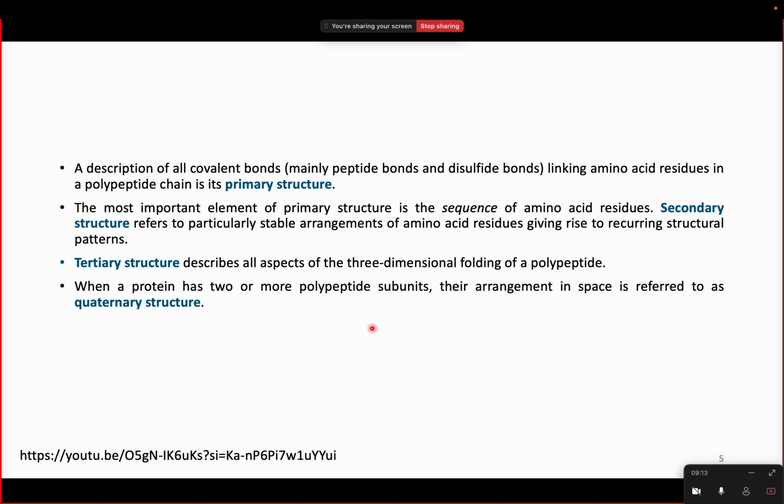We have seen the structure of many proteins, right? When we were discussing GPCRs, when we saw the glycophorin structure, you see that they have some structure. The structure you saw till now is the tertiary structure. It is the functional form of the protein, which is made up of multiple secondary structures, right? When a protein has two or more polypeptide subunits, their arrangement in space is referred to as quaternary structure.